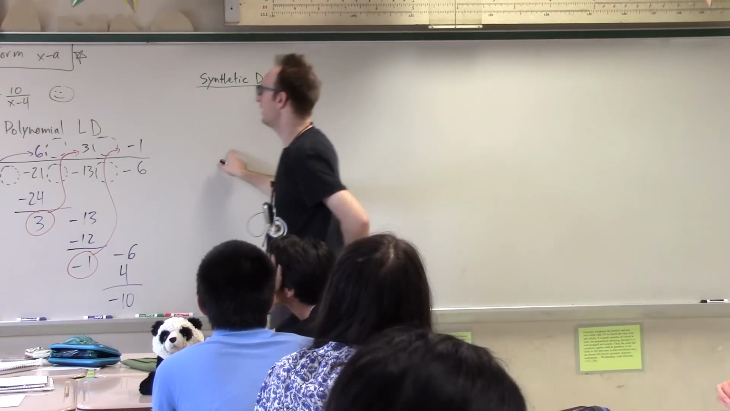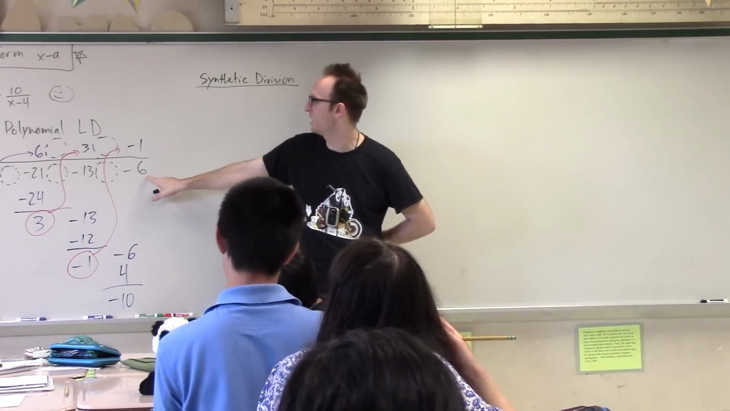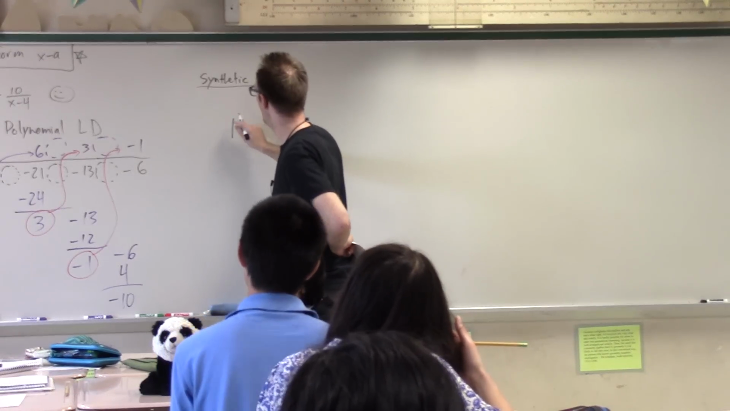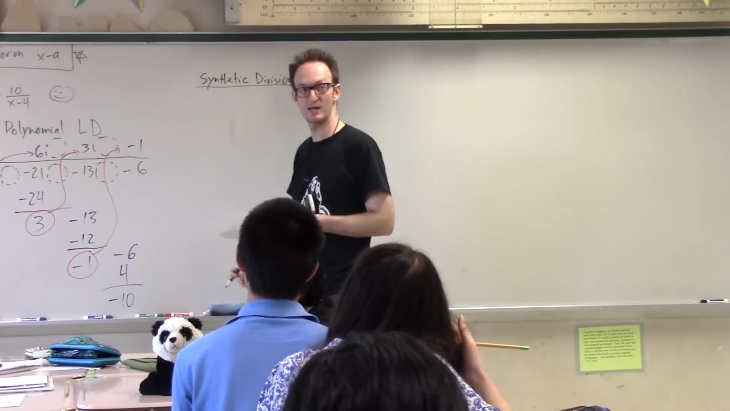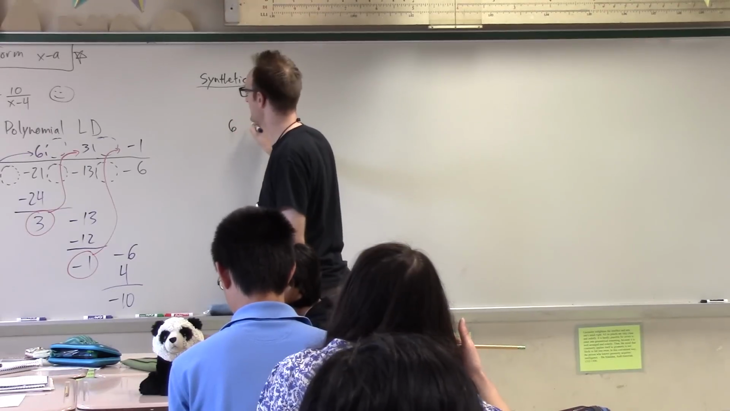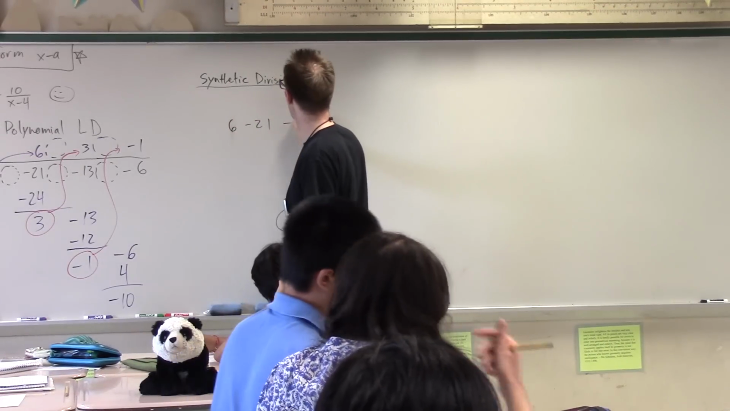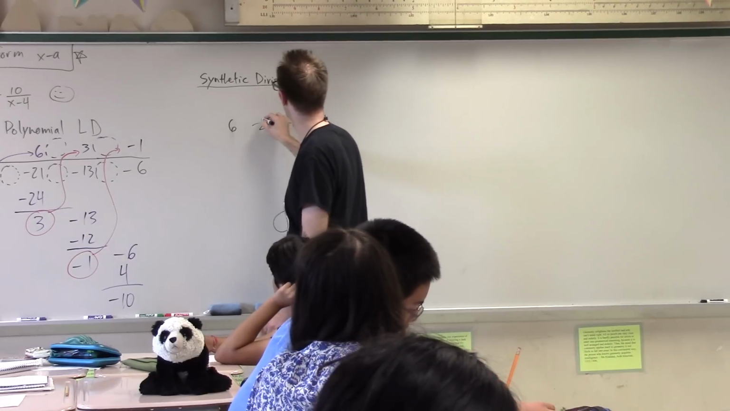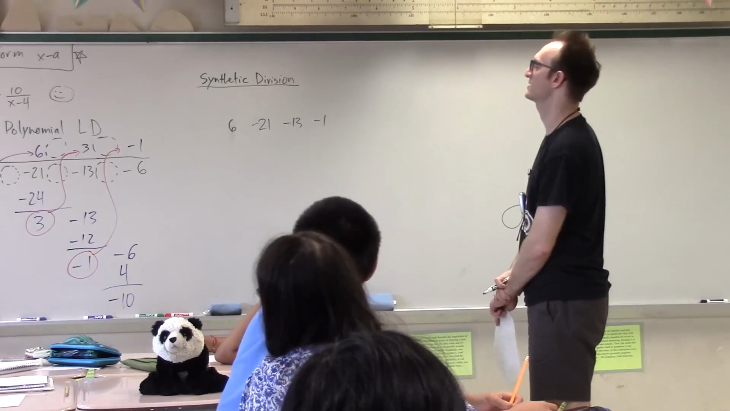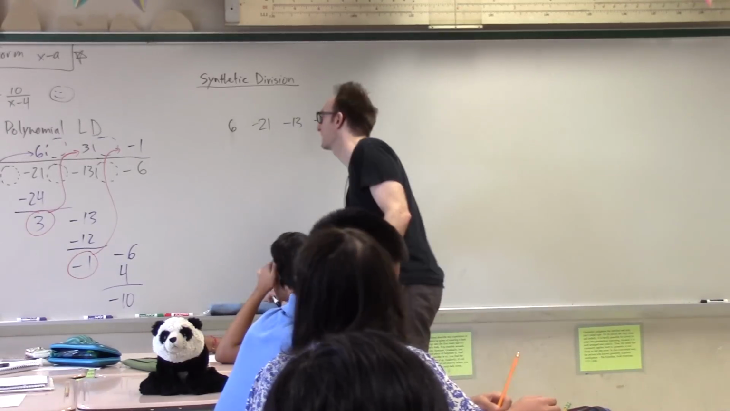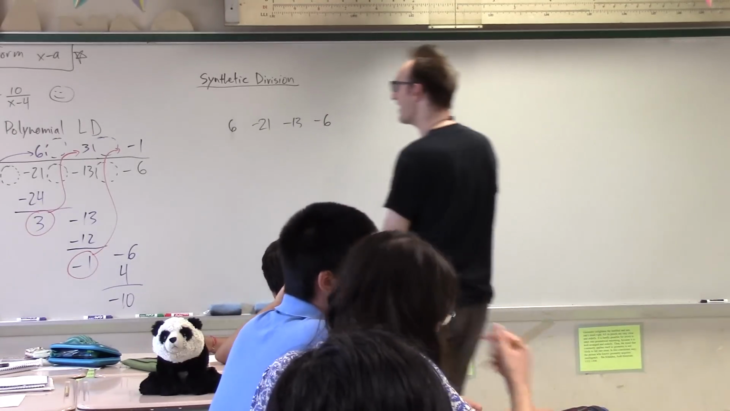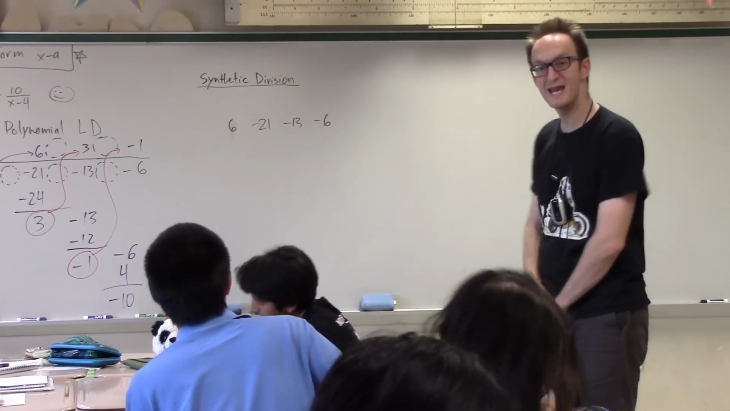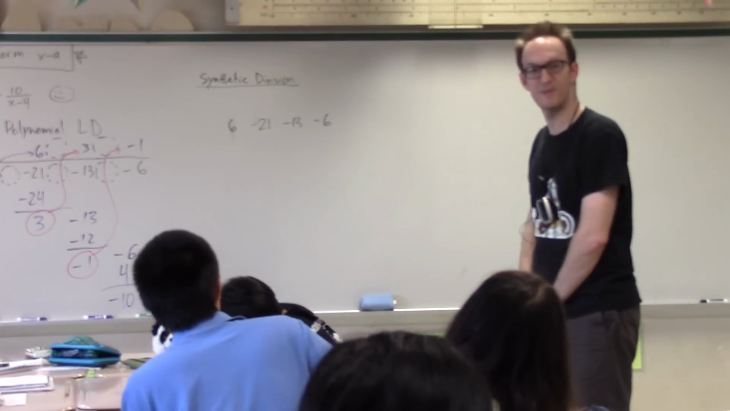It goes like this. First of all, apparently from ghost polynomial long division, the only thing that's actually relevant are the coefficients. So let's just start with writing out the coefficients. So 6, -21, -13, and -6. Sorry, the last one's -6. Okay, 6, -21, -13, -6. Good.